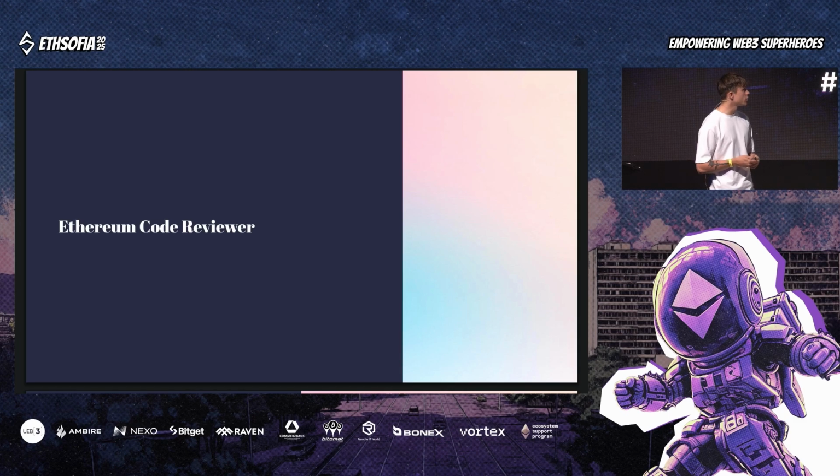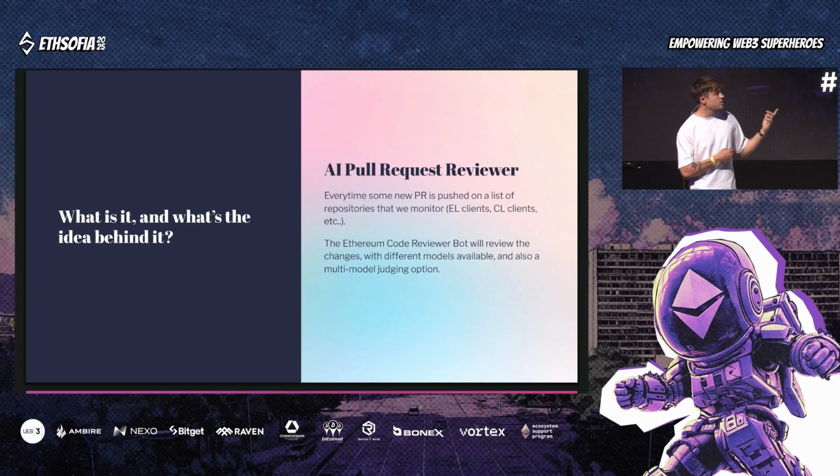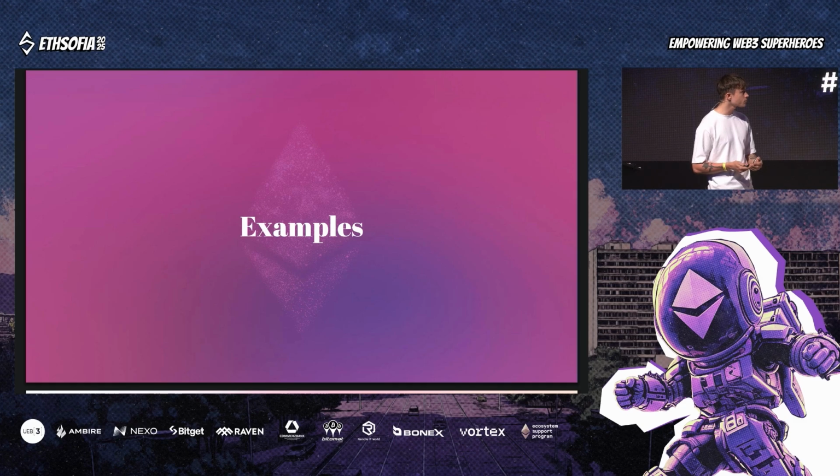So the Ethereum Code Reviewer is a tool that has been built by our team lead, Frederick. The idea behind this is that every time a new PR is pushed, we want to make sure that this PR isn't dangerous for the ecosystem. We have a list of clients that we monitor, EL clients and CL clients. The reviewer will review the changes with different LLMs. You have one model available, or you can also choose the multimodal judging option.